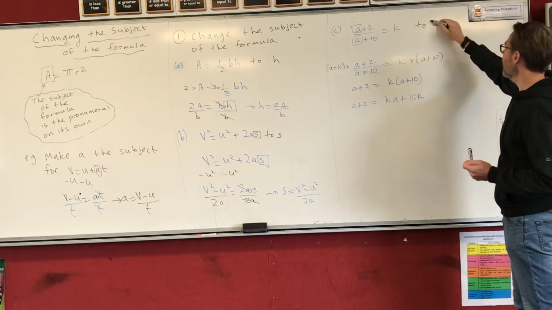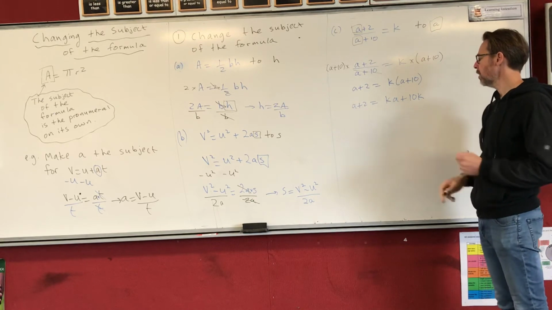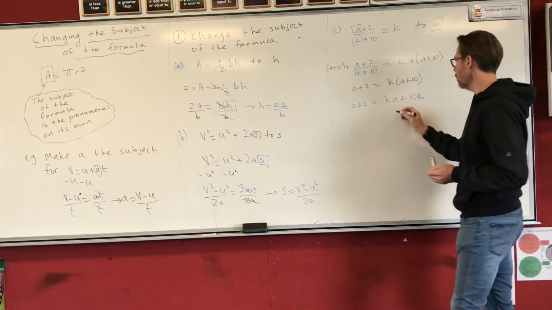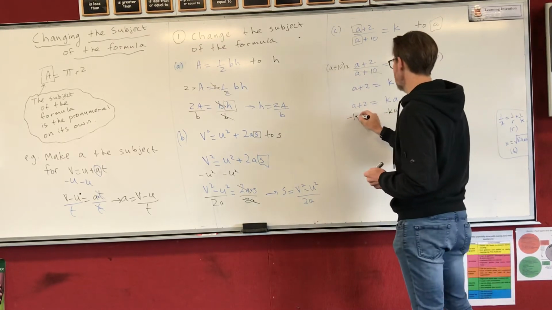Okay, now I'm trying to get the A's by itself. So I'll try and get the A onto the other side there. So what I'm going to do is minus ka from both sides.